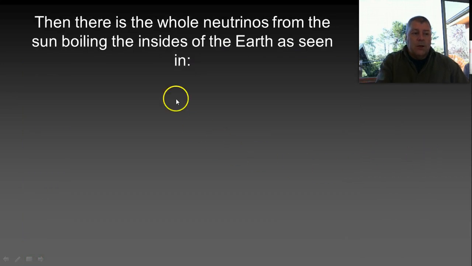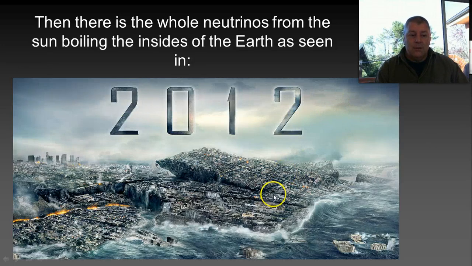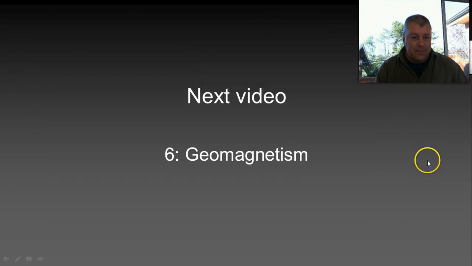Now there is, of course, the whole idea of the solar wind sending neutrinos towards the Earth and causing the inside of the Earth to boil. That sounds pretty dramatic, and it has been seen in the movie 2012, which was, of course, science fiction. The solar wind does not cause the inside of the Earth to boil, but it made for a good movie with lots of disasters. So in the next video we'll look at actually geomagnetism.